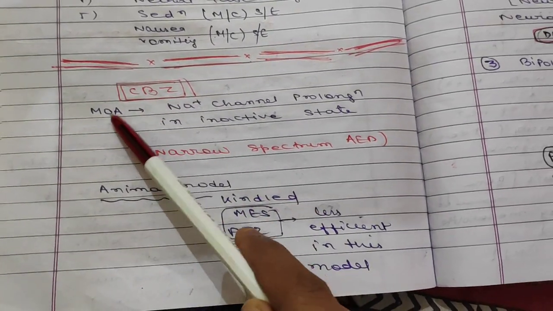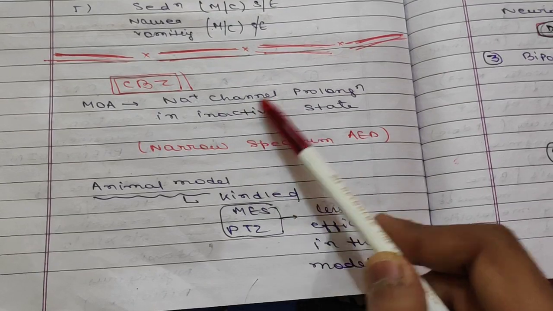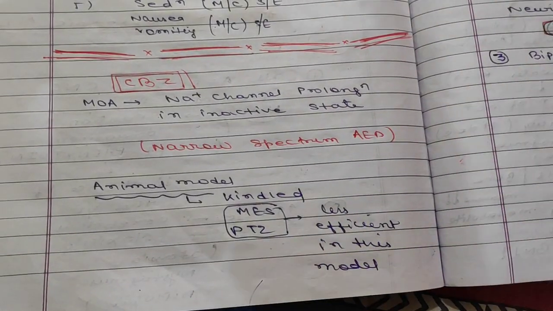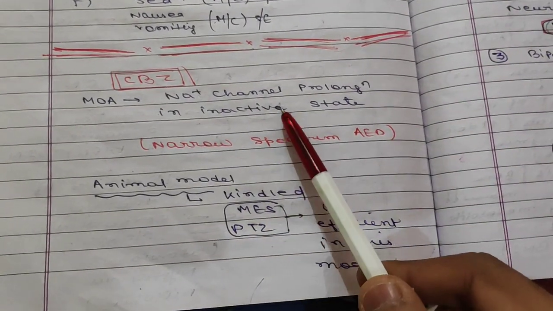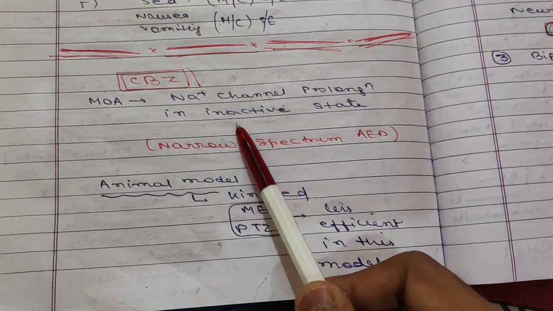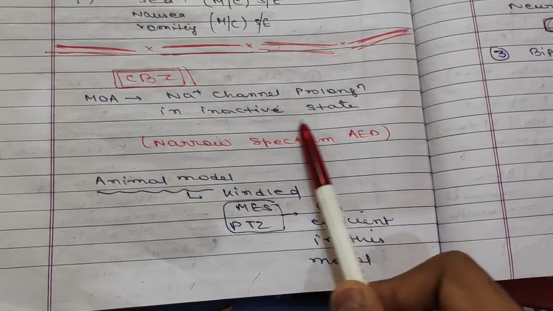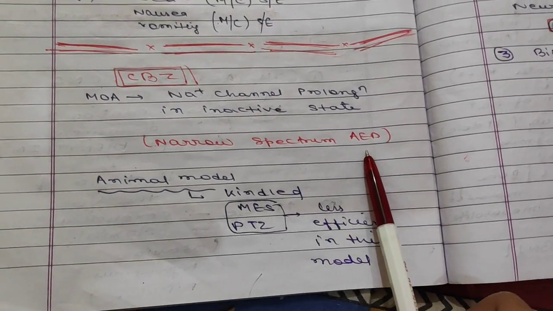Okay. So the mechanism of action we have discussed in our previous video, that is, it causes prolongation of the sodium channel in its inactive state. Carbamazepine just prolongs the sodium channel in its inactive state, and because of this only one mechanism of action, this is an example of a narrow spectrum antiepileptic drug.